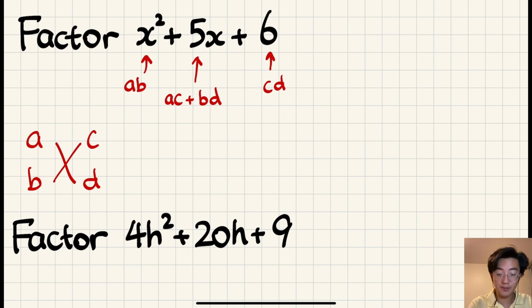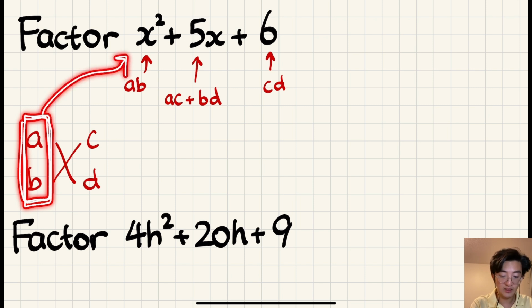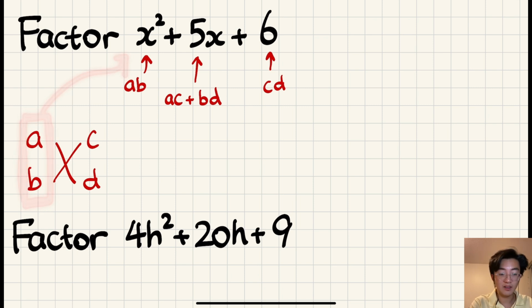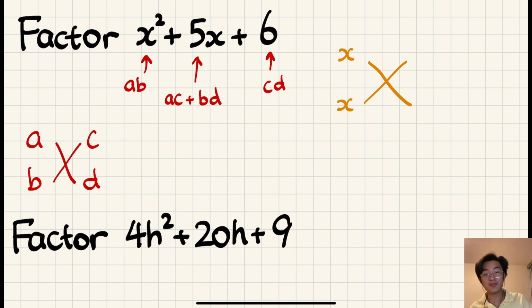Our goal is to set up a crisscross like this. The vertical, the first column here, those two numbers will multiply together to form this first term here. So in this case, our crisscross will have to be x times x. The only possible way for x squared to happen is just x times x. Those are the two factors of x squared.